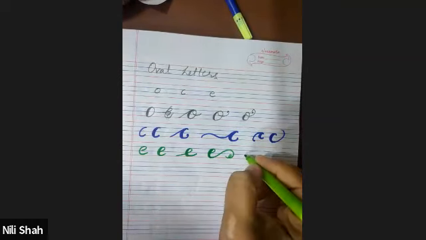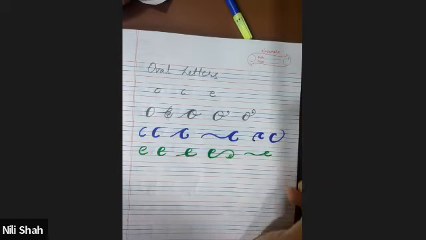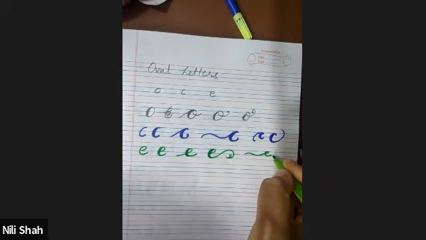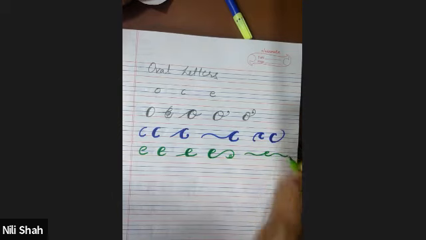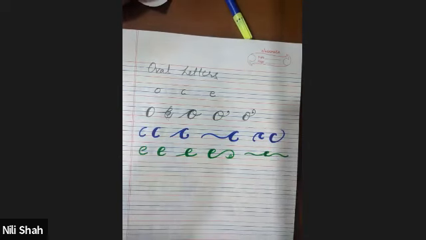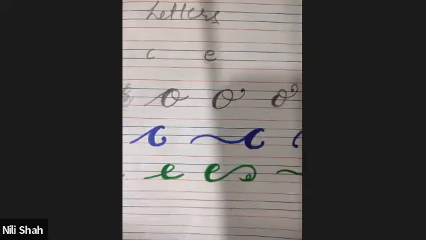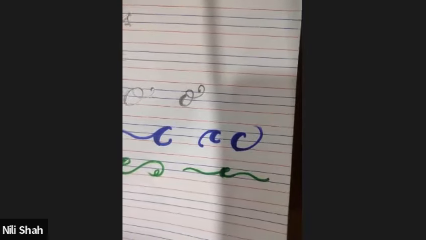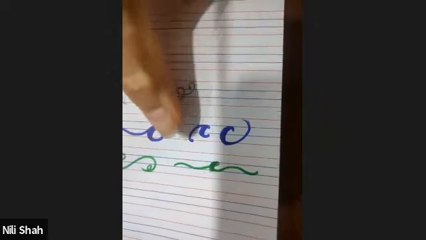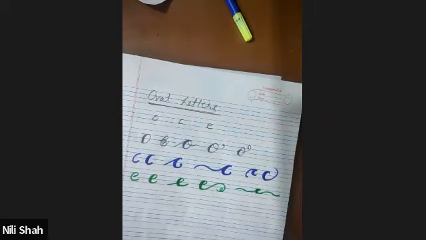We can write E this way also. Like this. We can do it like this. And add thickness to our downward stroke. So these are O, C and E's. We can write E in this way also. These were the O letters.